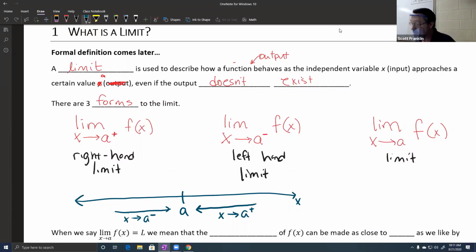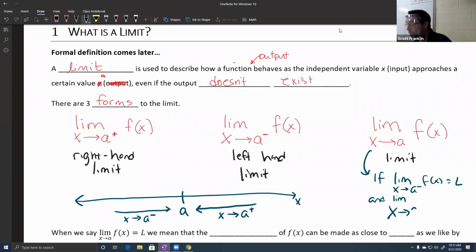And then the limit, this general limit over here, is going to mean that if the limit from the left of f of x is a number and the limit from the right is that same number, then that's what the limit is equal to. As long as the limit from the left and the limit from the right are the same number, they come into the same height, then that's what we're going to say the limit of the function is at that point.